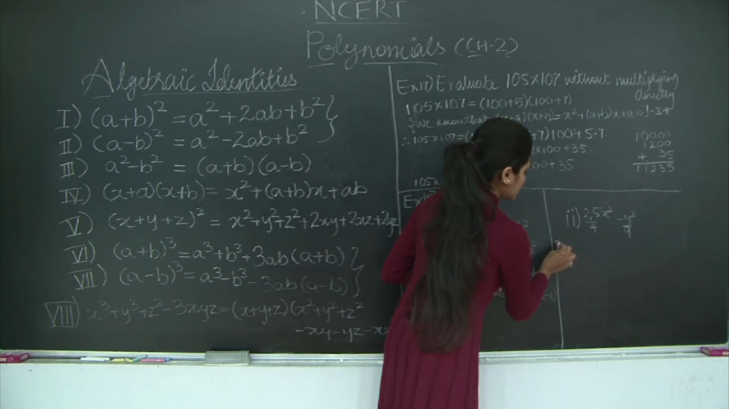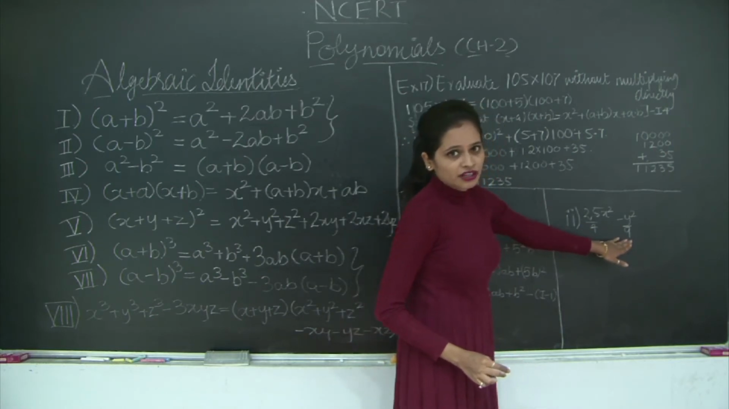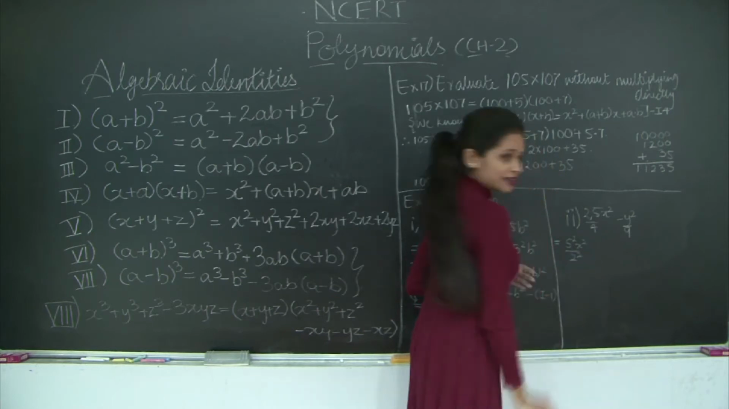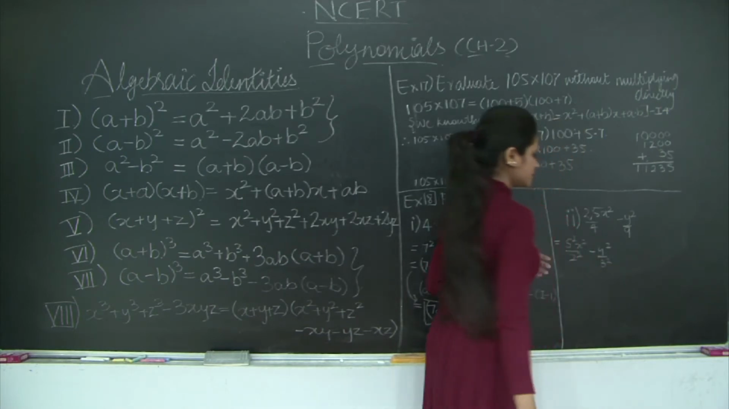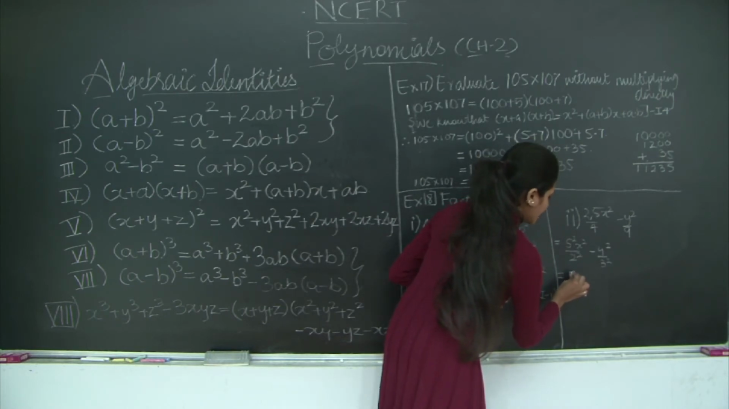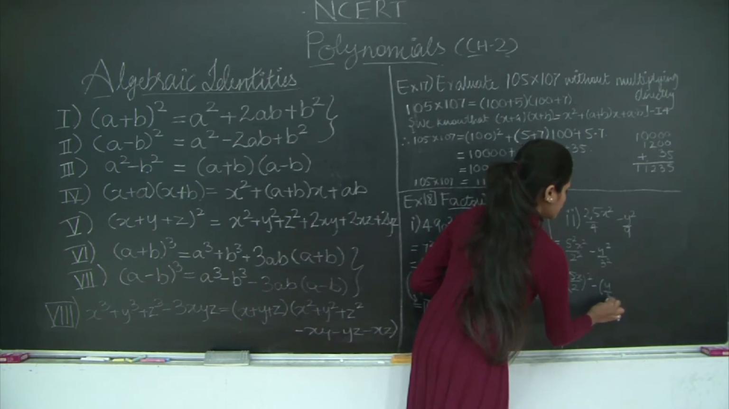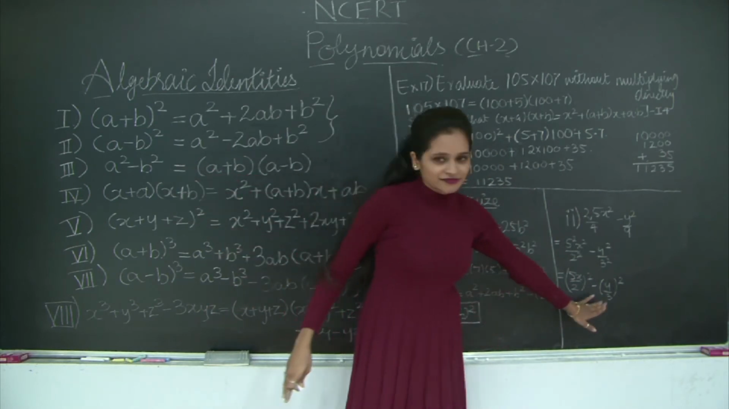See. This can be written as 25 is the square of 5, 4 is the square of 2 and 9 is the square of 3. So we can easily square these up, right? So this can be written as 5 square x square upon 2 square, correct? Then y square upon 3 square, okay? So this can be written as 5x upon 2 the whole square, right, minus y upon 3 the whole square. See, now we have a square minus b square, okay?